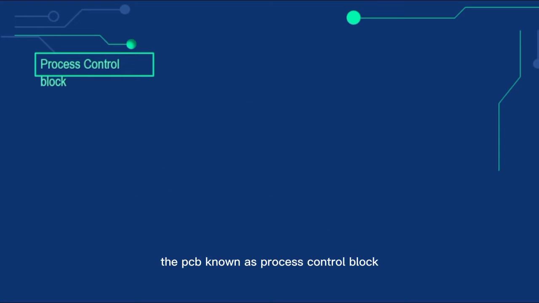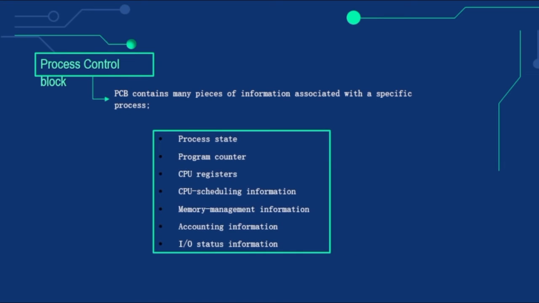The PCB, known as the process control block, contains many pieces of information associated with a specific process: process state, program counter, CPU registers, CPU scheduling information, memory management information, accounting information, and I/O status information.